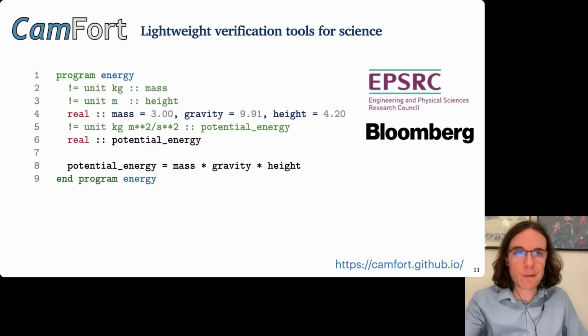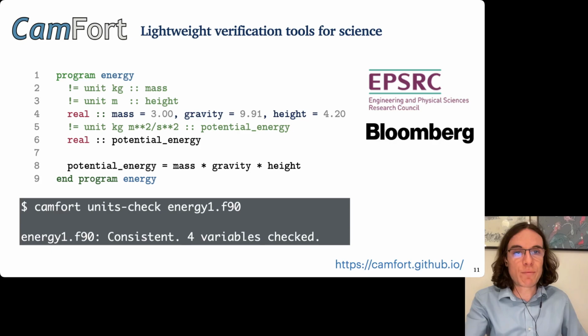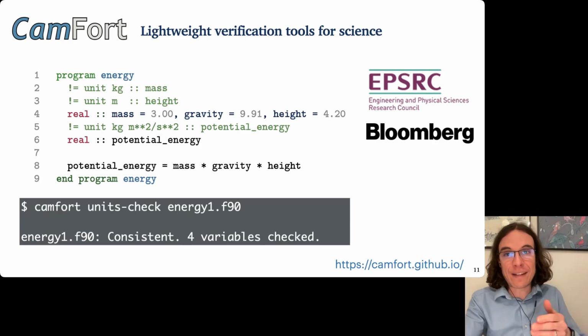So here's a little example, some Fortran code with these structured comments in, which are our units of measure typing. And notice we haven't had to annotate everything in the program. We can run that through the CAMFORT tool and it does dimensional analysis and checks that everything is consistent. We're still in the process of working out how to scale that up to larger pieces of code and climate models at the moment.